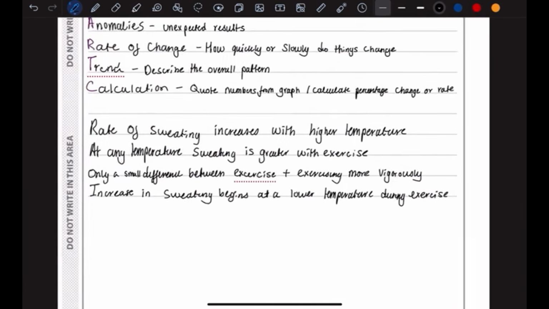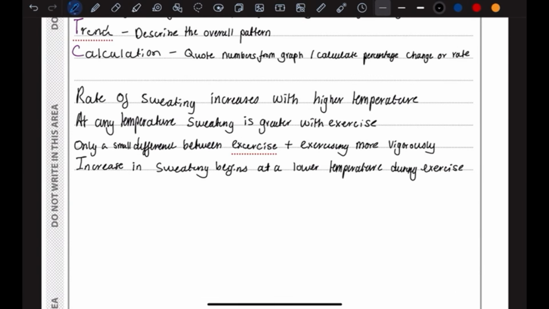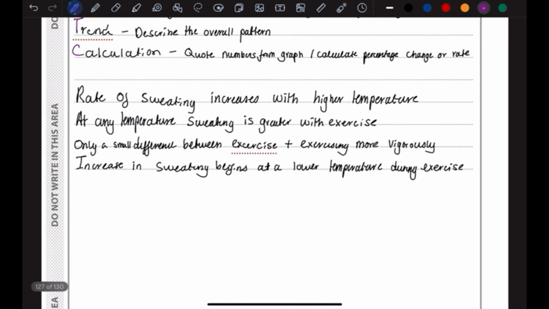When we look back to the answers that were on the mark scheme, rate of sweating increases with higher temperature. Guys, what does that sound like to me? If we get to our purple pen again, to me, that sounds like we did a comparison. Or we did a trend. Because the rate of sweating increases with higher temperature. We mentioned that as a trend.